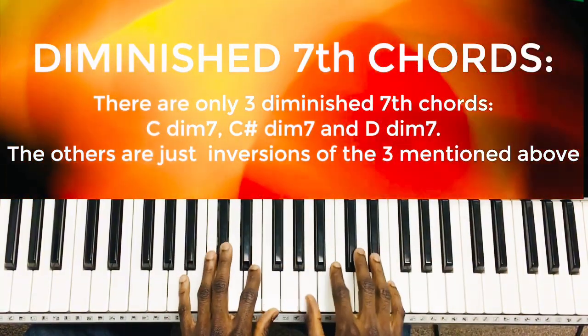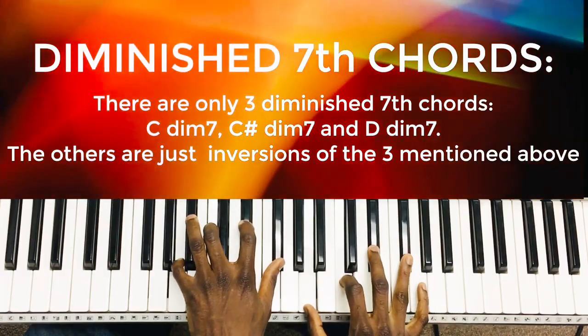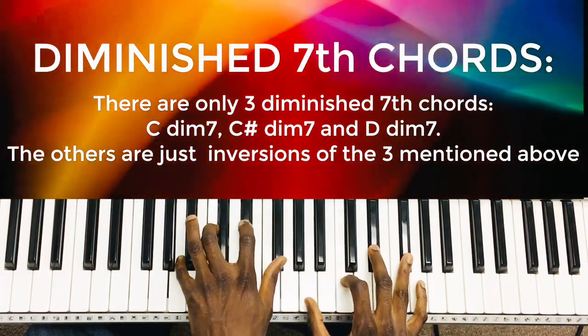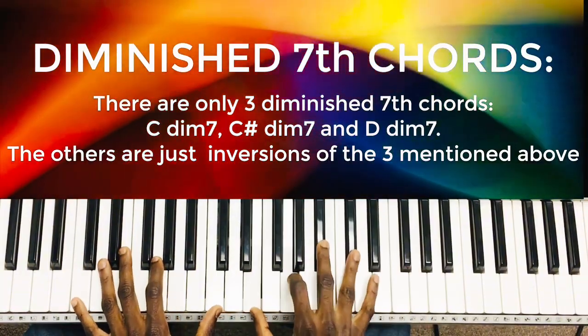And here also, that's the third version of C diminished. Also, just call it A diminished. Very important. Now, that's the first one.